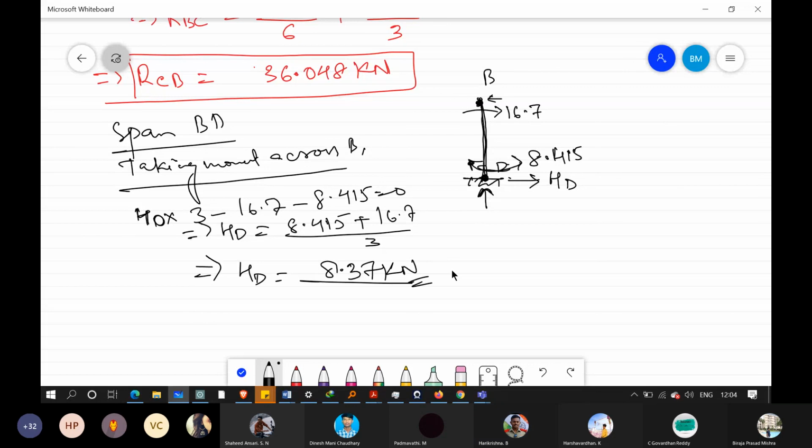46.84, sir. How will it be? So 8.415 plus 16.7 divided by 3. Yes, sir. Is it correct? 8.37, sir. Yes, sir. Okay. So please mark these values. In the next class, we will go for drawing the shear force and bending moment diagram for this problem. Okay. So I'm stopping the recording now.